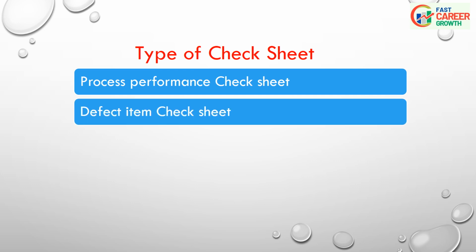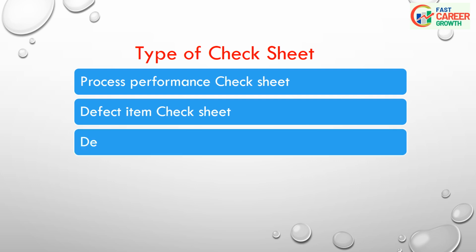Defect item check sheet. A defect item check sheet is employed to document information about the specific items or products that exhibit defects or quality issues. It is useful in quality control and manufacturing environments to track the types and frequency of defects in the manufactured items. Each time a defect is observed, data is recorded on the check sheet, including the item's identification, the nature of the defect, and the date and time of detection. This data helps in identifying which items are most prone to defects and which types of defects are most common.